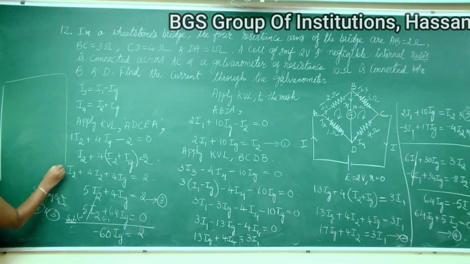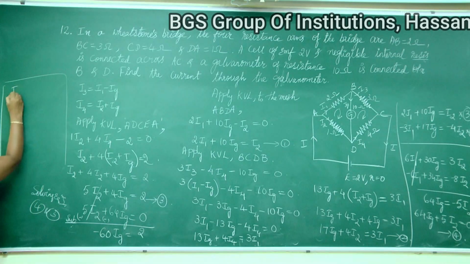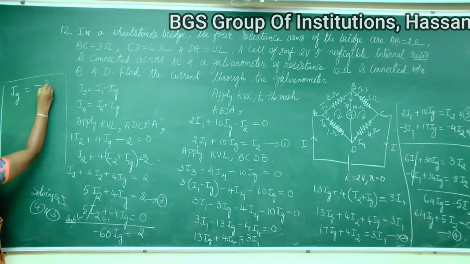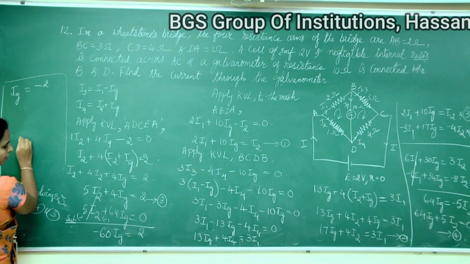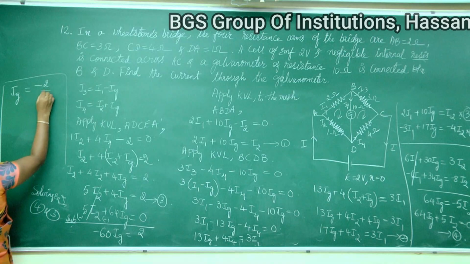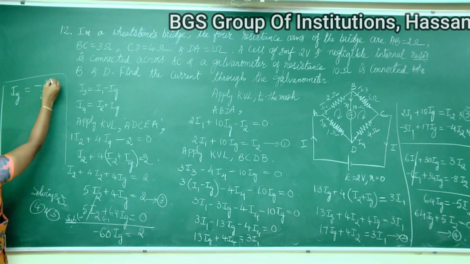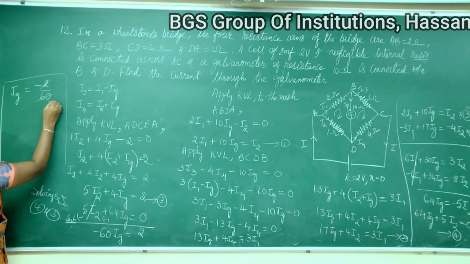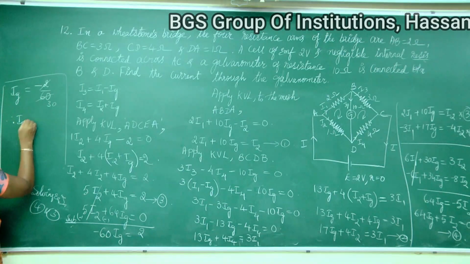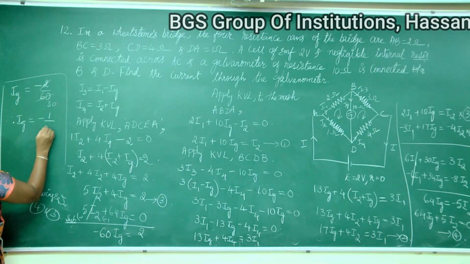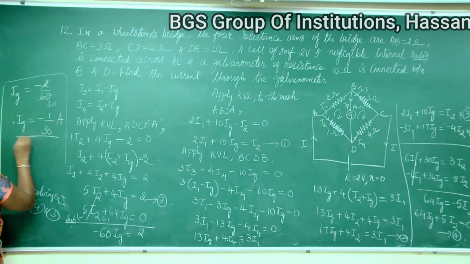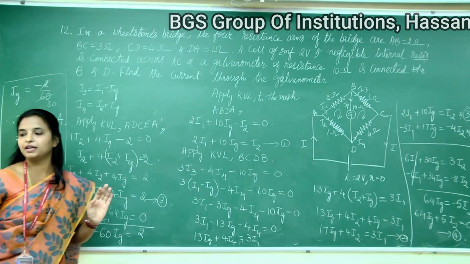Therefore we have ig is equal to minus 2 divided by 60, or you can cancel it out, and therefore we have Ig is equal to minus 1 by 30 amps. So this is the final answer.